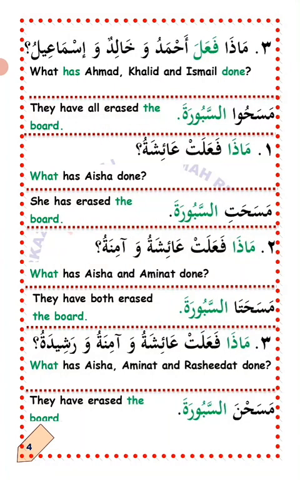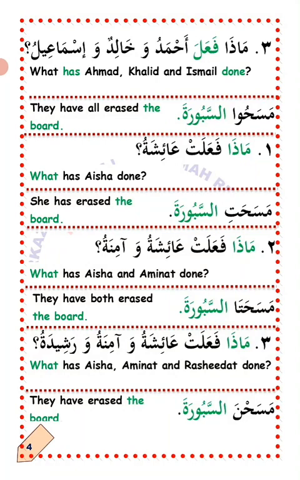ثلاثة, number three. ماذا فعل أحمد وخالد وإسماعيل؟ What have Ahmad, Khalid and Ismail done? Not only Ahmad, but Khalid and Ismail too. Now the answer. Masahu saburo. They have all erased the board.